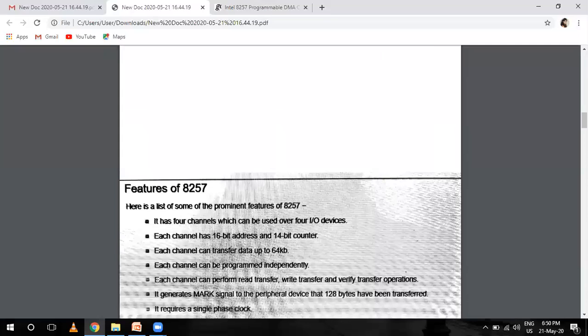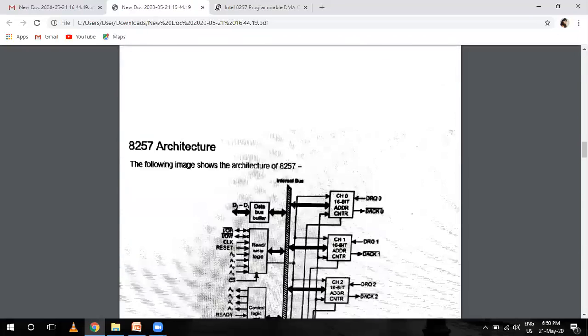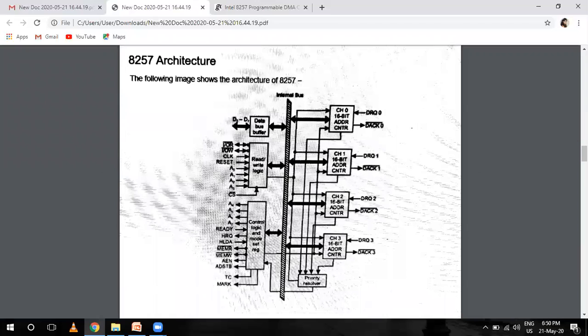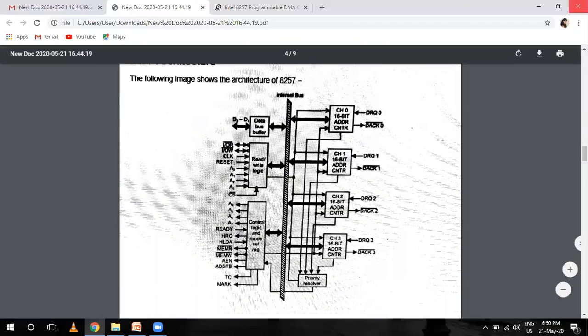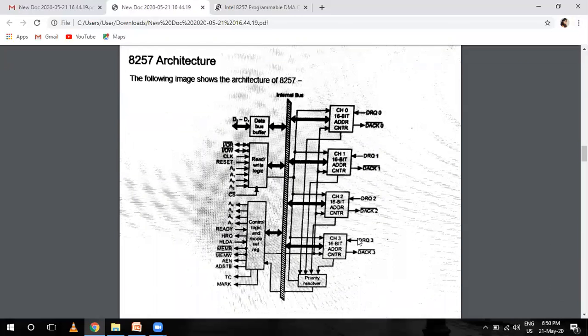Basic features of the 8257, when I'm discussing its architecture: it is a 4-channel architecture, channel 0, channel 1, channel 2, channel 3. So the DMA 8257 provides 4 separate DMA channels, channel 0 to channel 3. Each channel includes two 16-bit registers. One is the DMA address register and the second is the terminal count.